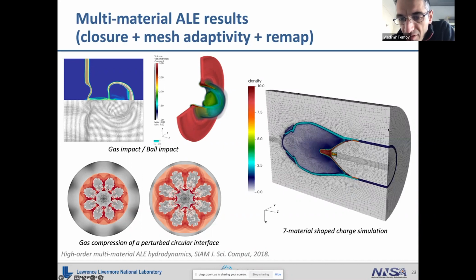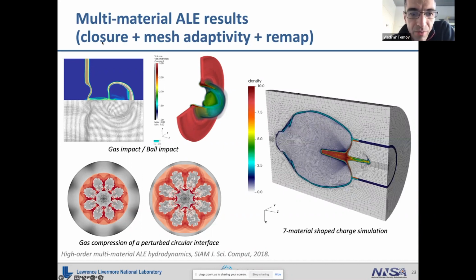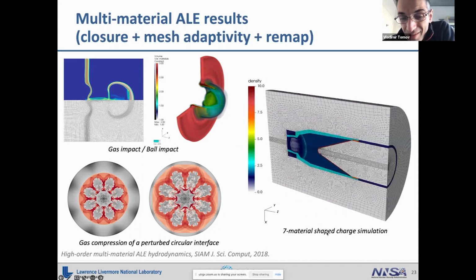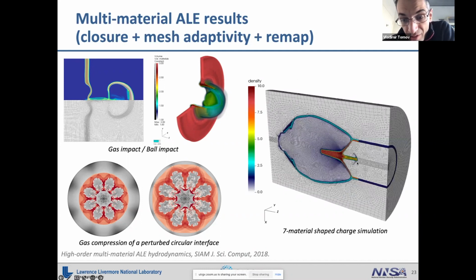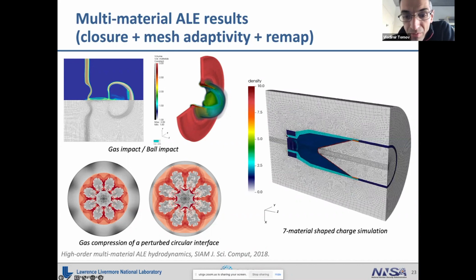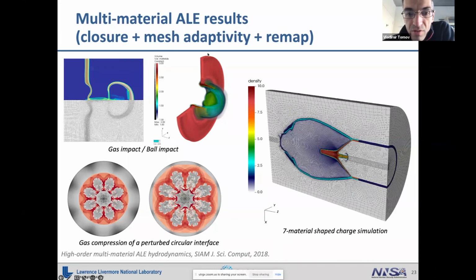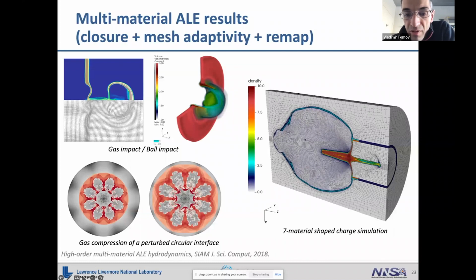But you see, for this kind of simulation, you need the whole thing. You need closure models. This is a 7-material problem, many mixed zones. You need to adapt the mesh to get the jet properly. You need to have proper remap to remap everything and so on. This simulation uses pretty much everything I showed.